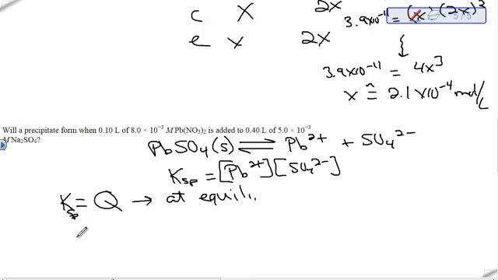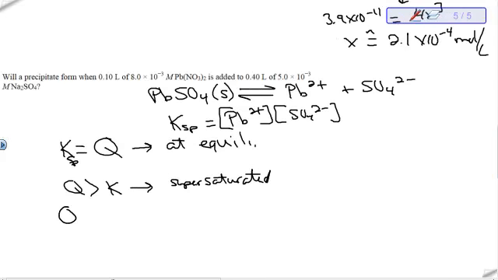In the rare cases where Q is larger than K, that means it's beyond saturated. You could even call it supersaturated, I suppose. And what you would slowly get is the reverse reaction would dominate, and you would actually form more precipitate in that case. Or the last option is that Q is less than K, meaning that there are not enough ions and it is not at equilibrium, or no precipitate.